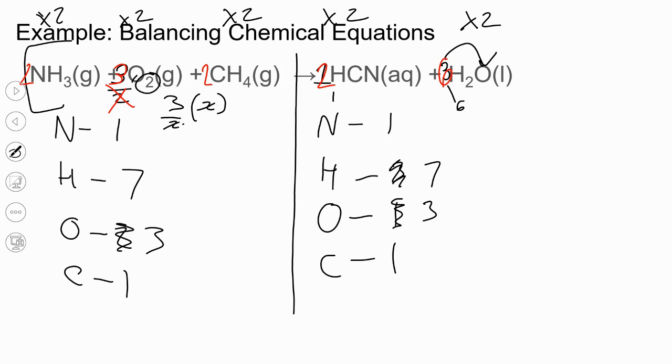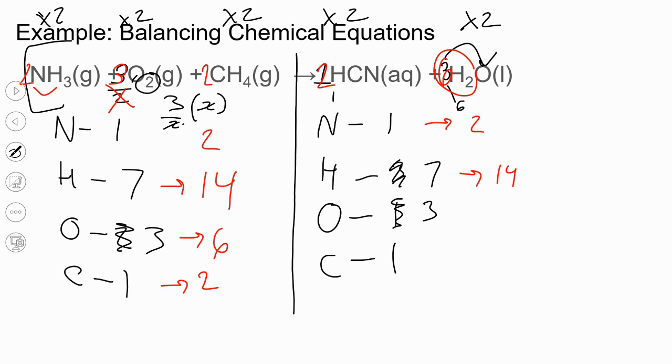Then let's go back through and check our numbers. We've got 2 nitrogens now, that's balanced. How many hydrogens? I've got 6 plus 8 is 14. And oxygens, I've got 3 times 2 is 6. Carbon, I have 2. And then we jump over, now we have 2 nitrogens. We have 6 hydrogens times 2, that's 12, plus 2 is 14 hydrogens here. Oxygen, we've got 6 oxygens here. And we have 2 carbons. So now this is balanced, okay, with our final coefficients.